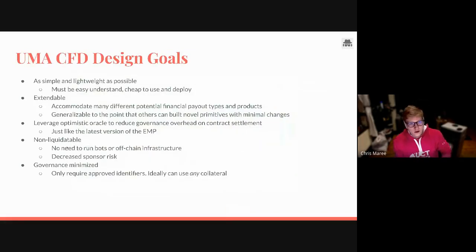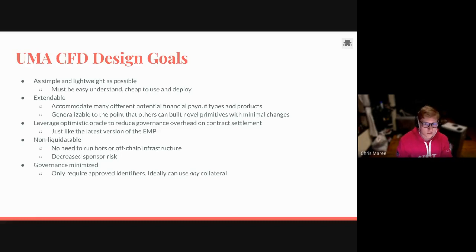Okay, so we're now going to look at the UMA CFD and what we've built and conceptualized. Some of the goals around this design: first and foremost, it should be as simple and lightweight as possible. We need to err on the side of simplicity and minimizing complexity in everything we build, to make it easy to understand and cheap to deploy and use. I think we really achieved that with this product. The total contracts are less than 200 lines, which is pretty awesome.